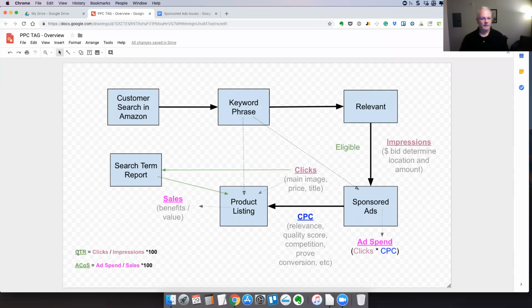The other couple things, just where they come from: the click-through rate is your clicks, which are here, divided by your impressions that we just talked about, times 100. That gives you your click-through rate. So obviously the more clicks you have, the higher that number will be. And the last thing is your ACoS, which is your ad spend that we talked about here, divided by your sales, and then multiplied by 100 also to give the percentage. So that gives you an overview of the flow, where those data pieces come from, and how they show up in the search term report.